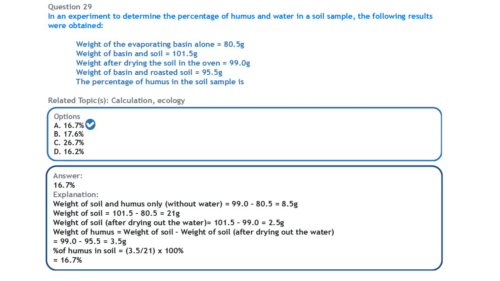So we now have the soil and the humus. But what we have here is after roasting the soil. Now, roasting the soil helps you to remove the humus in it, or it makes it insignificant. Do you understand? It makes it insignificant.